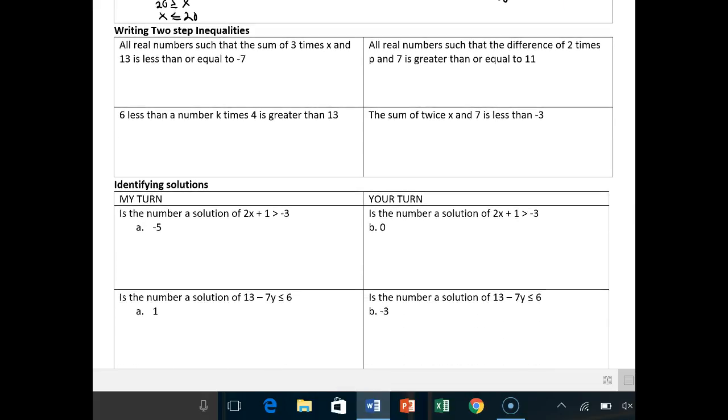Here we've got writing two-step inequalities. All real numbers such that the sum of 3 times x and 13 is less than or equal to negative 7. That's the sum of 3 times x, or 3x, and 13, plus 13, is less than or equal to negative 7. Here we have 6 less than, remember that less than goes all the way over at the end. A number k times 4, 4k, 6 less than, greater than 13. It doesn't say greater than or equal to, so I know it's just greater than. I'm going to allow you to do these two guys right here.